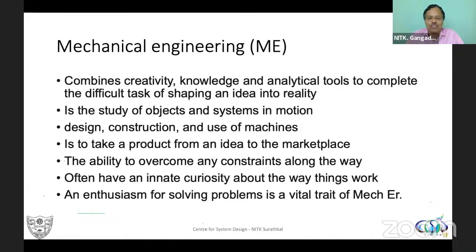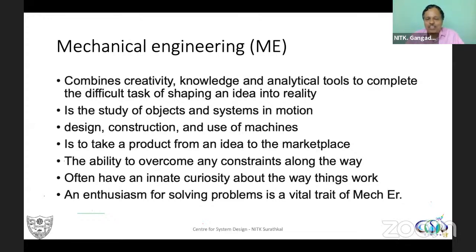I'm sure all of you are dreaming. Your dream needs to be converted to reality. And the best place is to be a mechanical engineer, because you will be using your creativity, knowledge, and analytical tools to complete the difficult task of shaping an idea into reality. So mechanical engineers study objects and systems in motion, and they design, construct, use, and maintain machines.